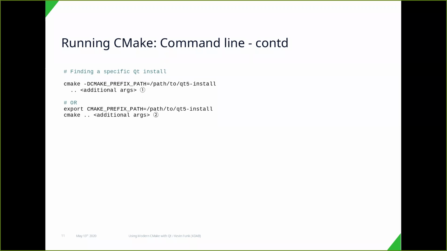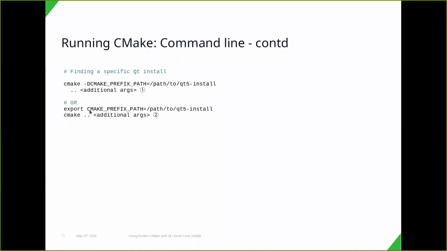Right, and a common issue we experience with the Qt integration in CMake is that people are not able to find the correct Qt install using the command line in CMake. And actually there's just one single thing you need to remember. You need to remember the CMAKE_PREFIX_PATH variable. And in order to let CMake find a specific Qt install, you can either pass the CMAKE_PREFIX_PATH variable as a command line argument to CMake, or you can export it as an environment variable beforehand.